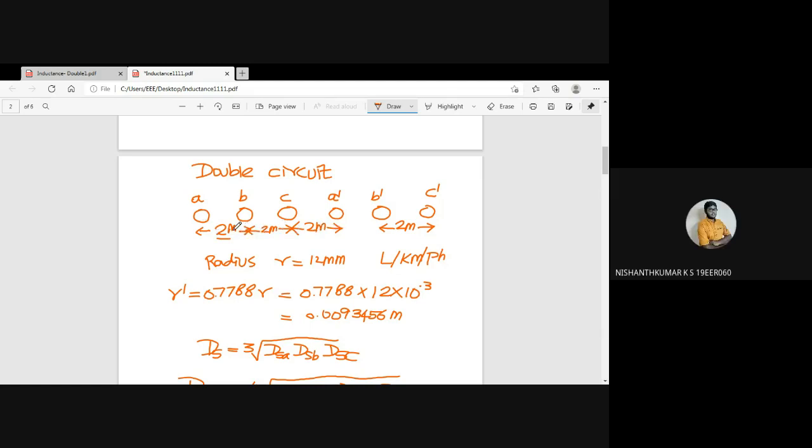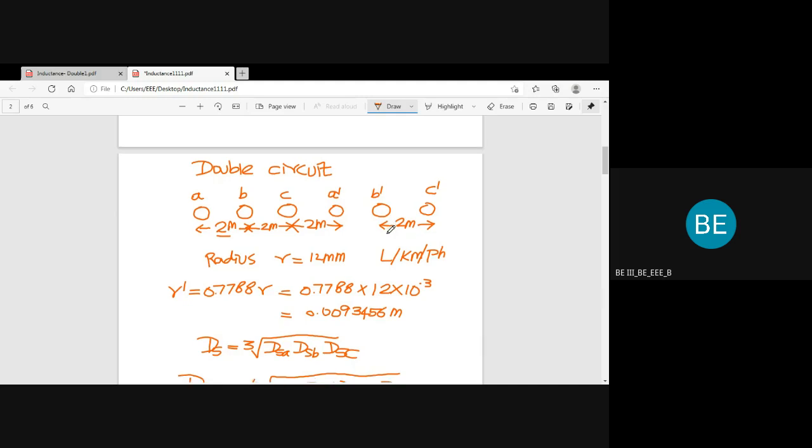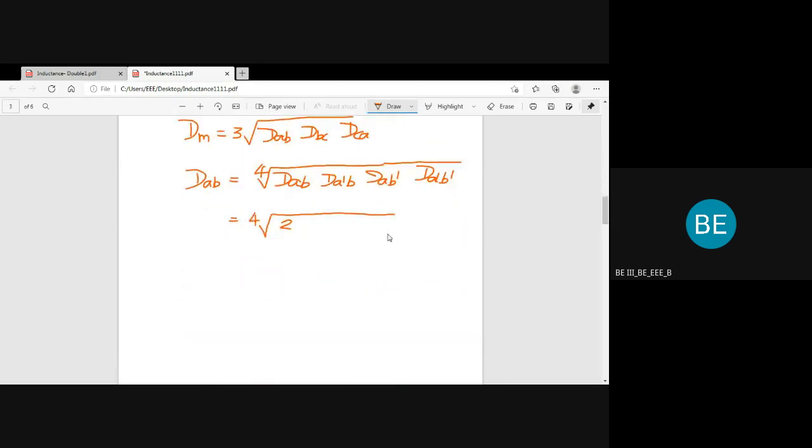So we will have 8 meters, 2 plus 2 plus 2 plus 2, 8 meters. Then the distance between A dash and B dash will be 2 meters. So 2 into 4 into 8 into 2. So these are the values. Once you compute, the DAB value will be 3.364 meter.